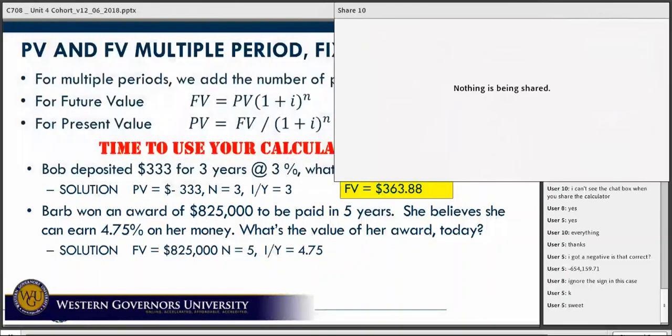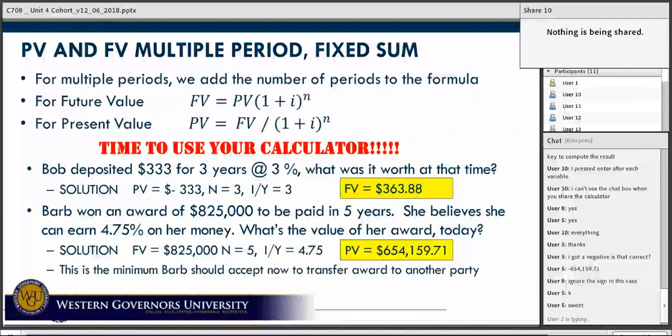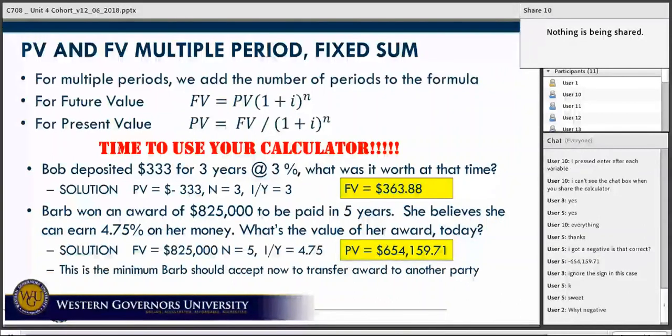And I'm going to move this over here for now. Okay. Perfect.